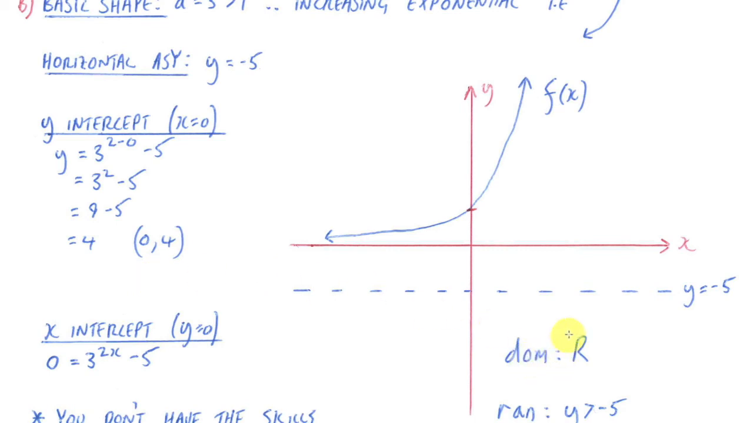My domain, set of all real numbers, so x can be anything, and the range, I've got y being greater than the asymptote, so y is greater than -5.